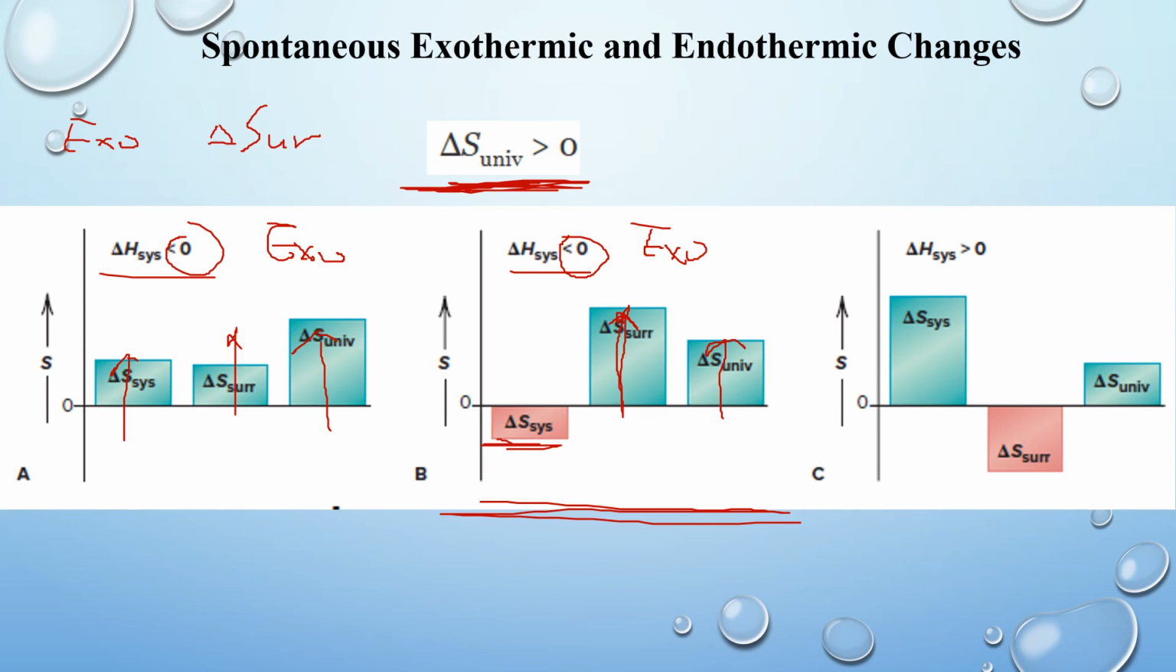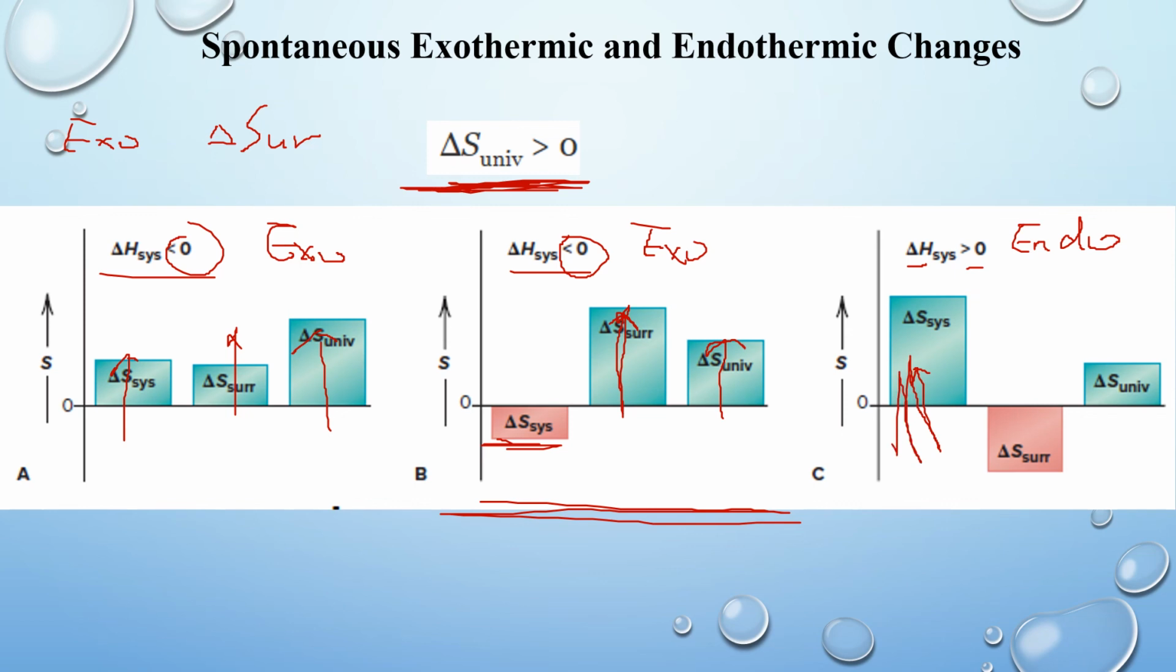The third scenario is an endothermic reaction. In this case delta H is greater than 0. With an endothermic reaction, heat flows into the system, so the delta S of the system will be greater than 0, because you have more energy states, more microstates, and so higher freedom for the system, because heat is flowing into the system.